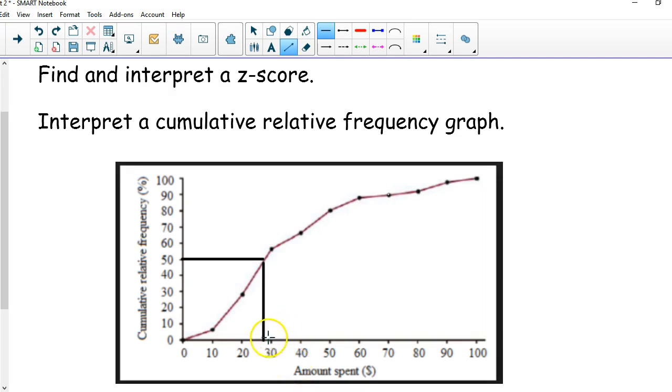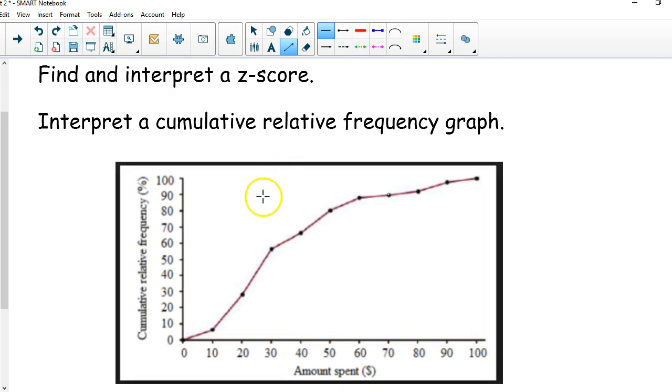Now you can see there's much more variation from $28 to $100 spent in the upper 50% than there is in the lower 50%. It is not as variable down here. So 50% of people spent between $0 and $28. That's the lower 50%. Not much spread there. $28 to $100 is the upper 50%. Okay, knowing how to read that.